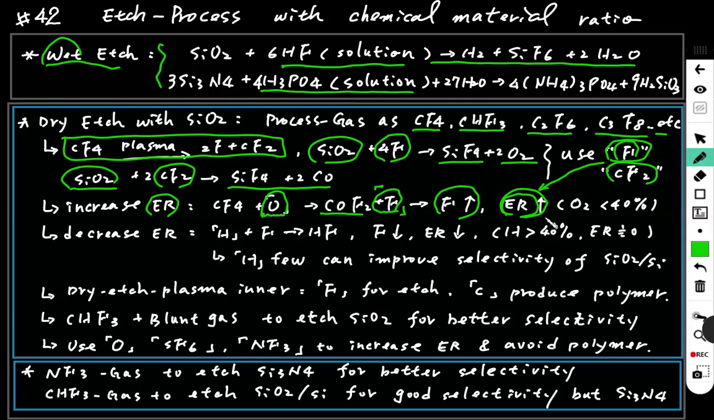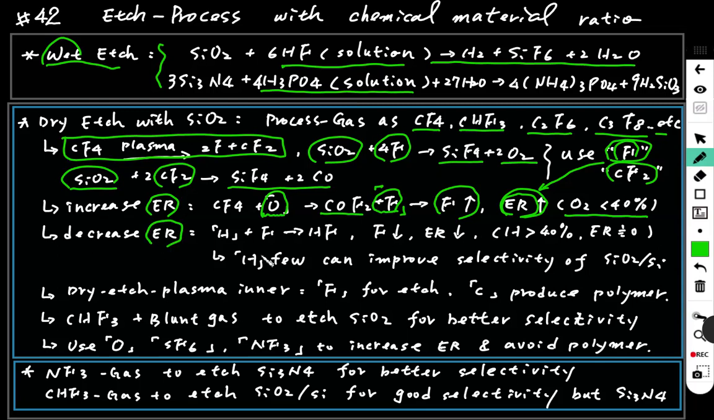But this reaction has no limit. If O is too much, above 40%, the etch rate will be decreasing. So the O must be controlled under 40% in the process.